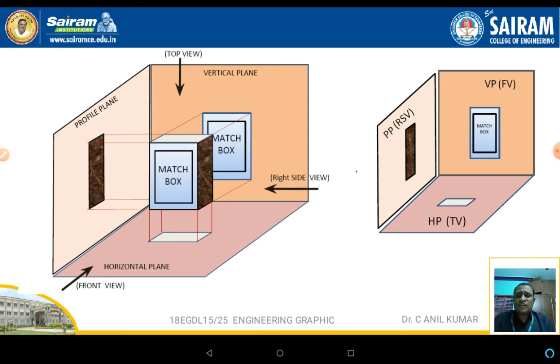All the 3 images are transferred to the particular planes. On the vertical plane, the front view is there. On the horizontal plane, the top view is there. On the profile plane, the right side view will be there.